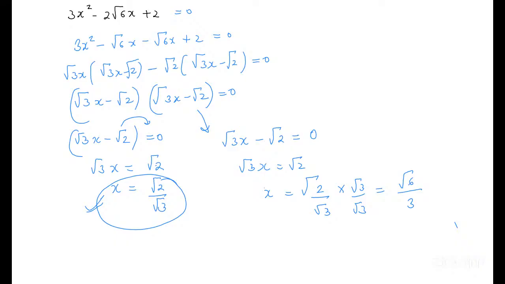Did you understand? Yes or no? So how will it be 3? Root 3 into root 3 is basically 3. We learned that 3 can be written as root 3 multiplied by root 3. So when I multiply root 3 into root 3, it becomes 3. Okay? So clear it out.